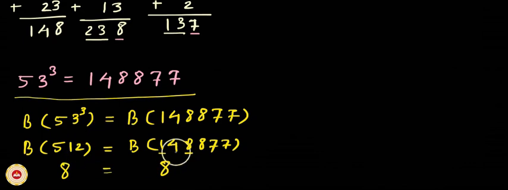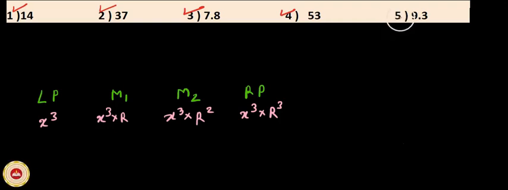Okay, so this is how the Beejank method is applied to check the answer, to verify if it's correct or not. So next example. Example number 5. Last example, 9.3.